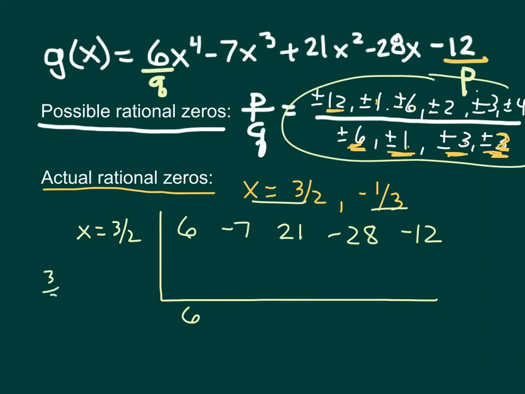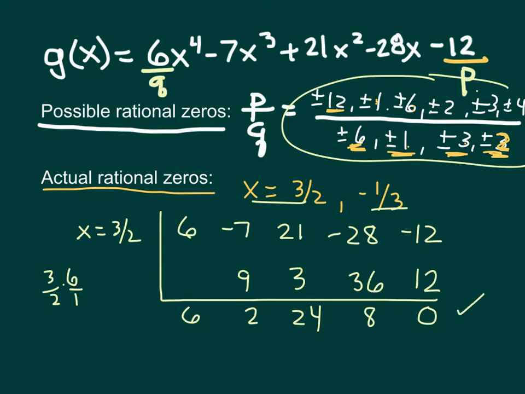Now off the side I'll do this once. 3/2 times 6 is 18/2, and 18/2 is 9. So basically I multiply the top by 3 and then I divide it by 2. Add those, I get 2. Multiply, I get 6/2 or 3. Add, I get 24. Multiply, I get 72/2, which is 36. Add, I get 8. Multiply, I get 24/2, which thankfully is 12. Add, I get 0. So check. Indeed, it came out as one of the zeros.